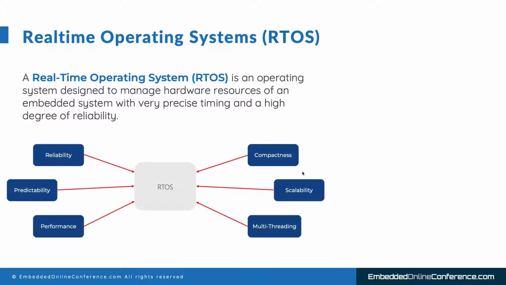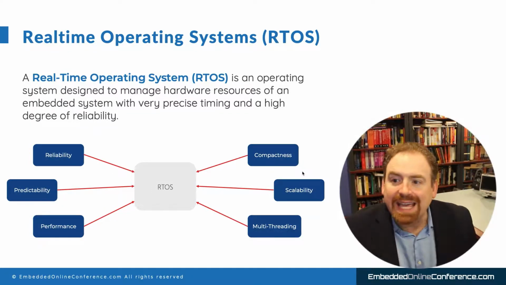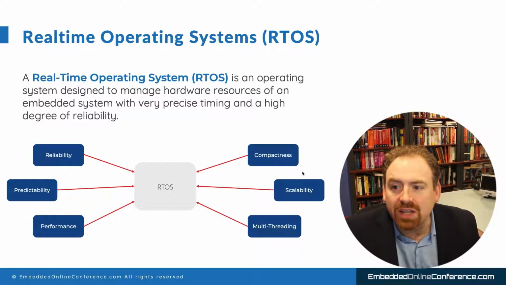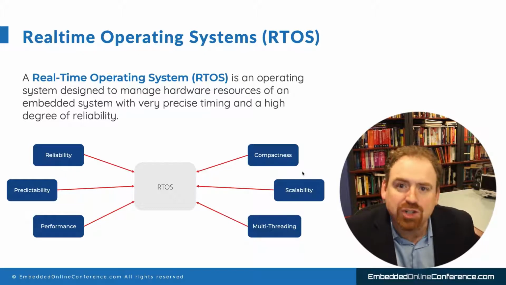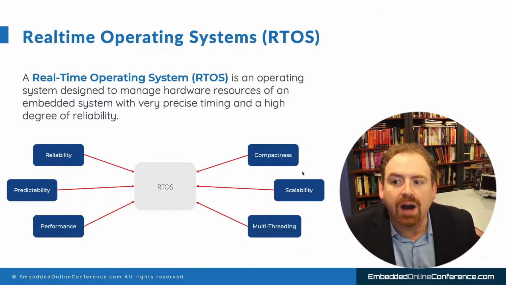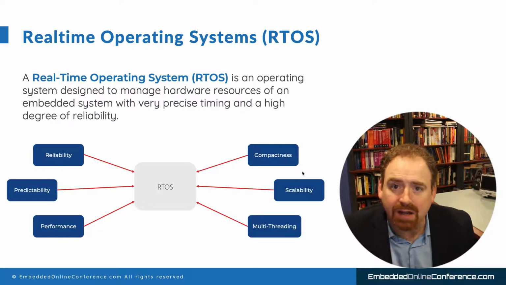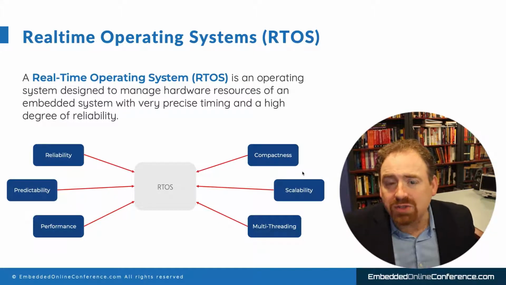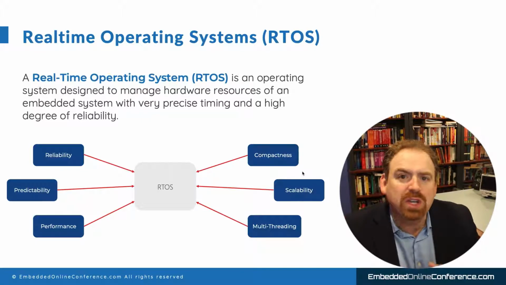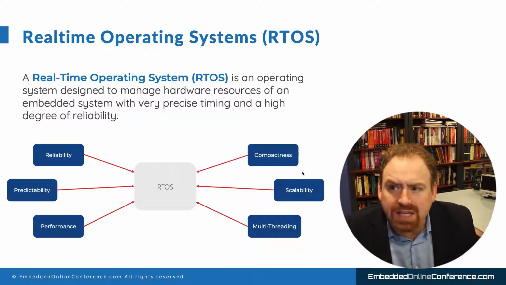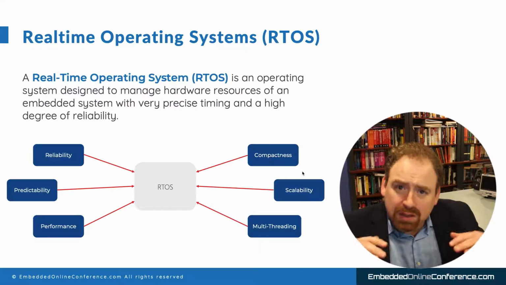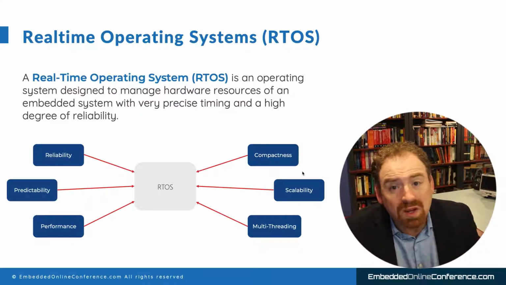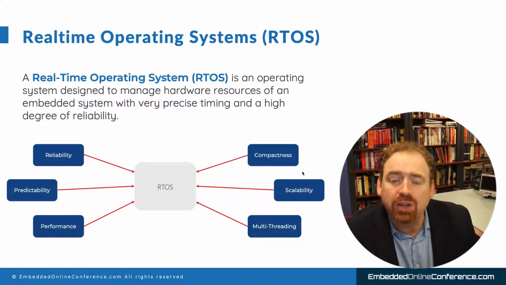And as we stop and take a look at it, a real-time operating system is basically a system that's designed to manage hardware resources for us. And it does so with very precise timing and with a high degree of reliability. So what this allows us to do is really architect a system that can be reused, that can be scaled very easily, but more importantly, that manages a lot of low-level resources for us developers so that we don't have to worry about them. And that's a huge advantage.